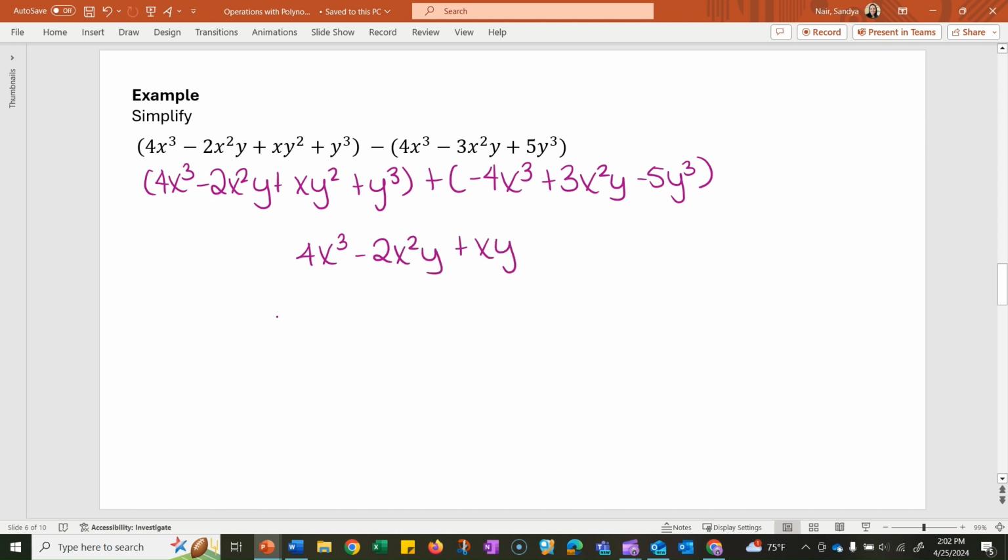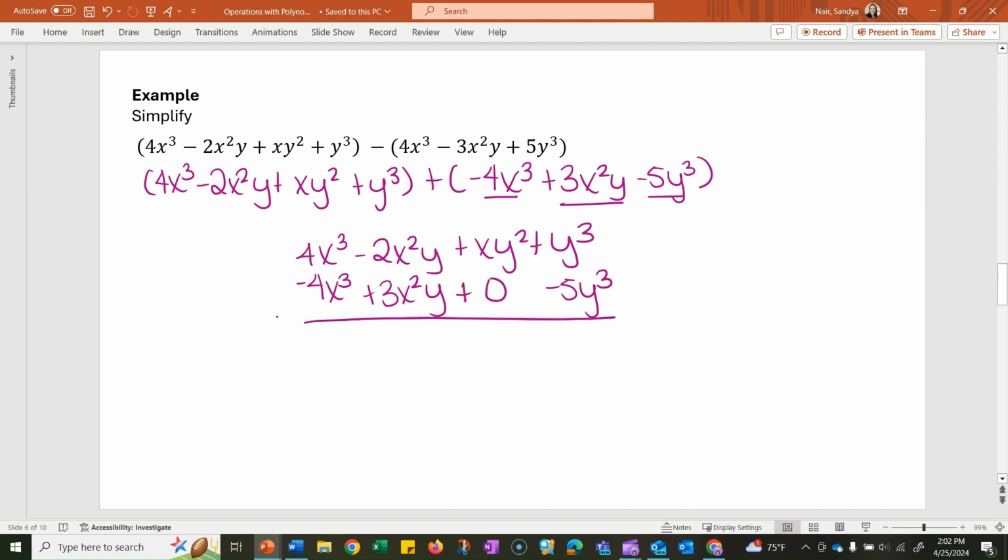So plus xy squared plus y cubed, and then minus 4x cubed is going to go right here, okay, because those line up. 3x squared y is going to go with my other x squared y term. Minus 5y cubed is going to go here with my y cubed term. Xy squared has nothing to combine with, so I'm going to put a plus 0 as a placeholder.